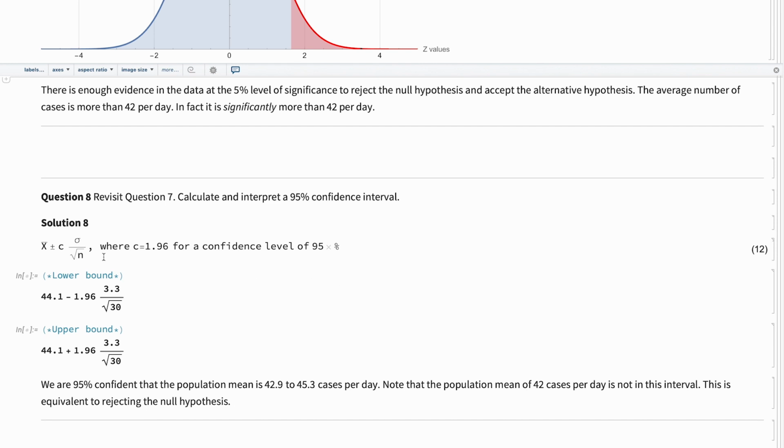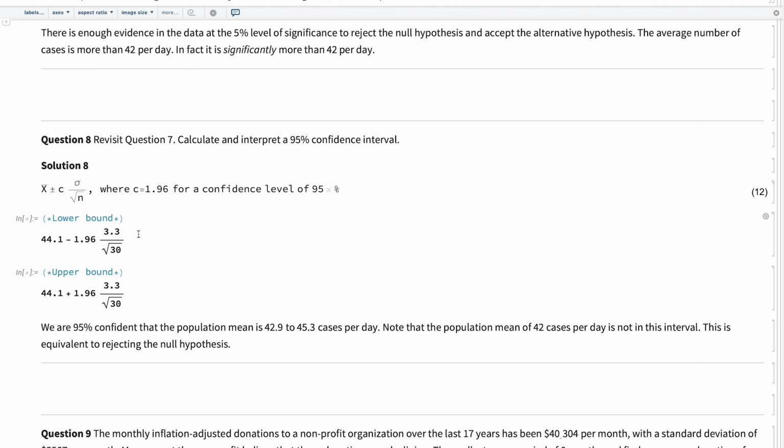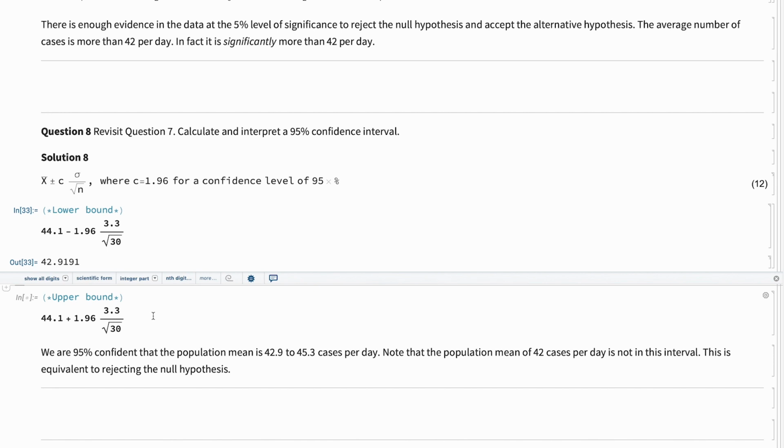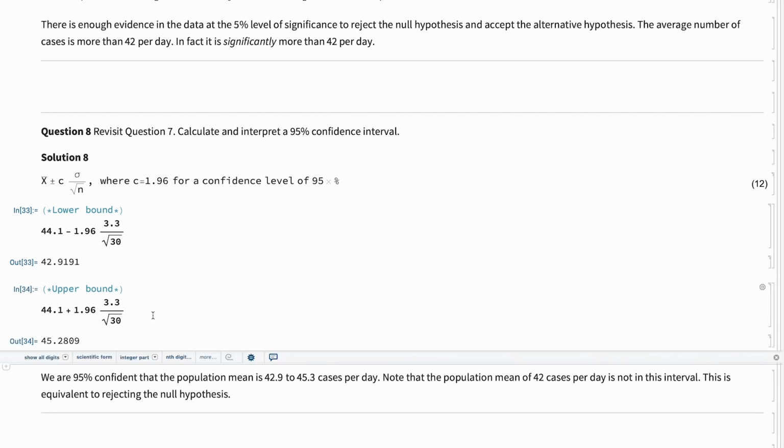So there we go. X bar plus or minus c times sigma divided by the square root of n. We know c to be 1.96 for the z distribution and a confidence level of 95%. We've discussed this before. And so there we go. I do 44.1 minus 1.96 and 44.1 plus 1.96. I want to build intervals around the sample mean this time. And if I do those little calculations, I find 42.9 and 45.3.